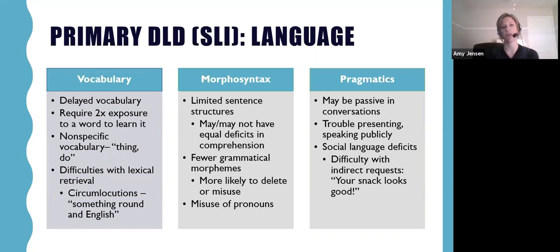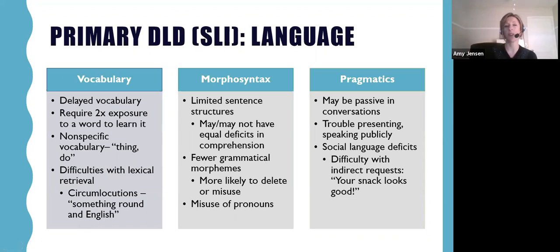In this example, this young boy was trying to explain that he wanted an English muffin for breakfast, but he couldn't think of the word. So he described it as something round and English. This is also a strategy that therapists can use to help children when they can't quite find the words they're looking for. Morphosyntax, they might have limited sentence structures. They may or may not have equal deficits in comprehension. It really depends. Fewer grammatical morphemes, more likely to delete them or misuse them, and also misuse of pronouns.